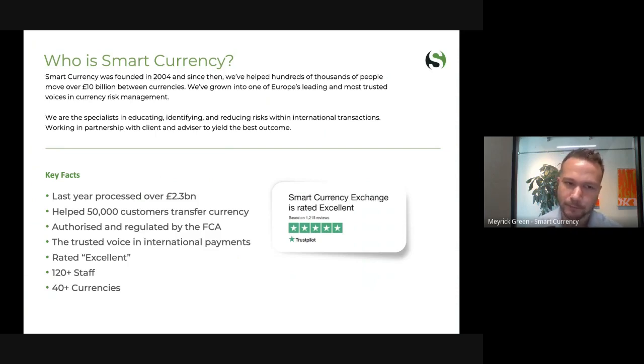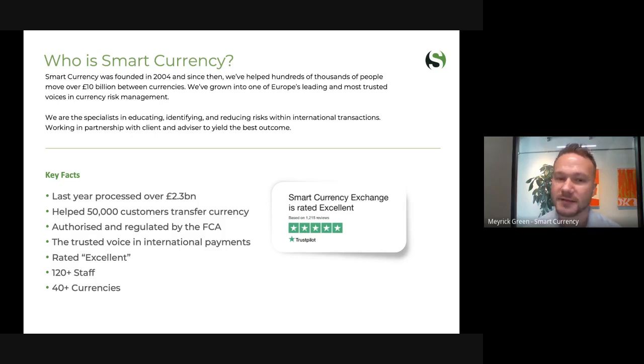We're probably one of the largest independently owned currency specialists in the UK and Europe. There's a lot of text on the screen, but I just want to highlight a couple of things here. Last year we did around £2.3 billion worth of currency transactions, and I think that was over around 12,000 independent private clients. We're highly rated and, of course, regulated by the Financial Conduct Authority here in the UK. 120 plus staff, and we're often seen as the trusted voice in international payments. I'll come on to that later in the presentation.